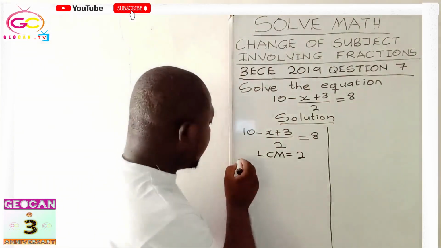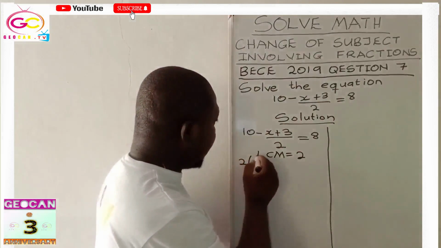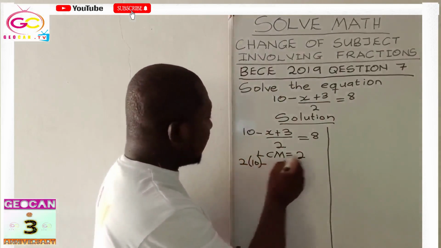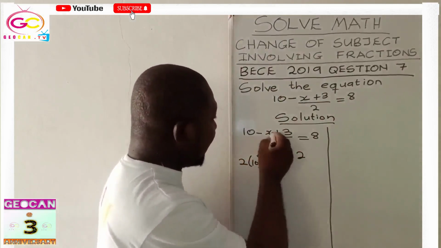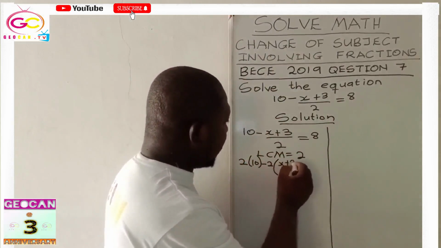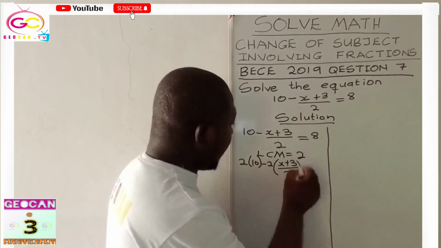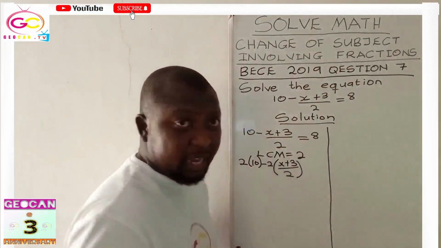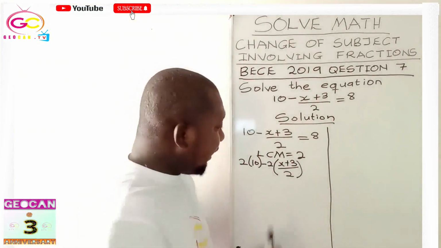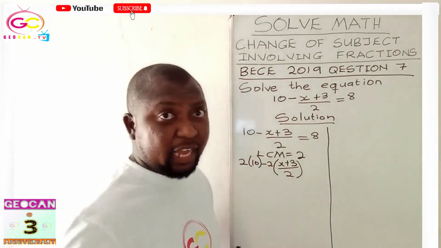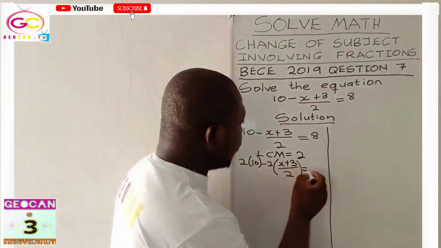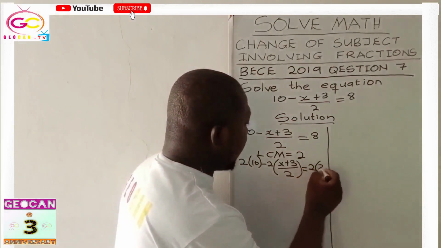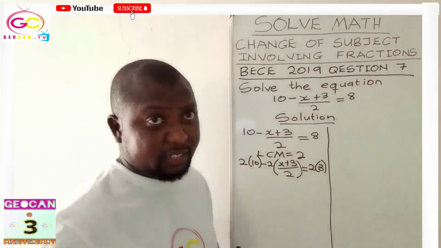So let's do that. So 2 will multiply 10 minus 2 into bracket x plus 3 all over 2, bracket close. It's also essential for you to put this in bracket. Bracket means multiplication. So it's very critical to do that. Okay, good. It's equal to 2 into bracket 8. That's 2 times 8. Let's continue.